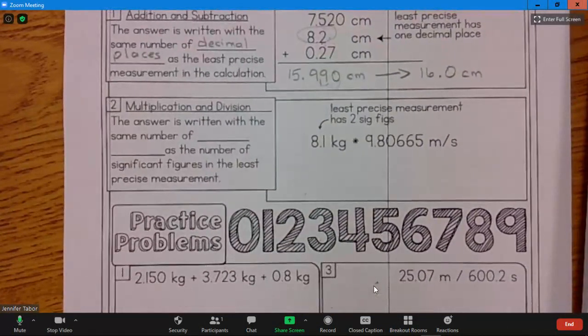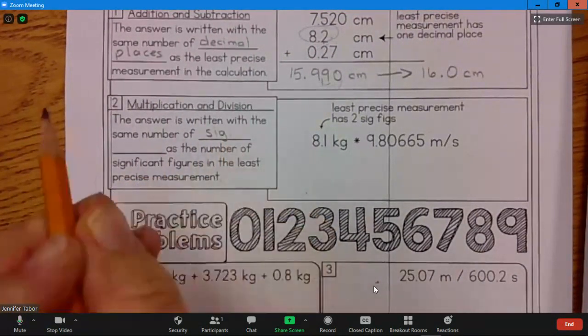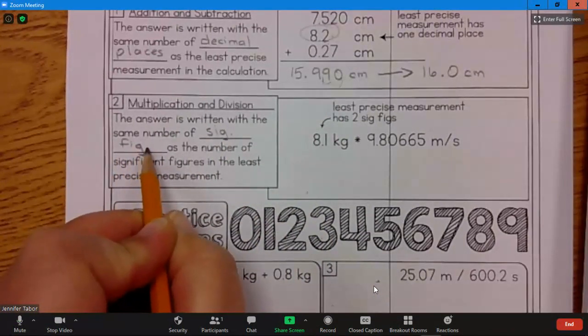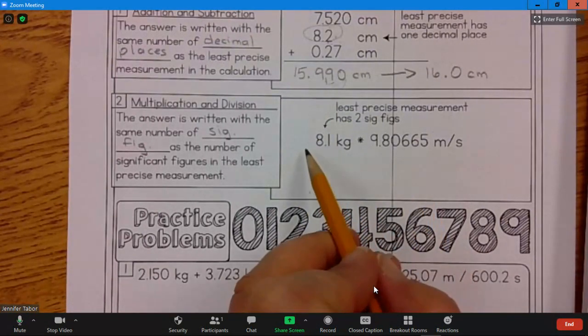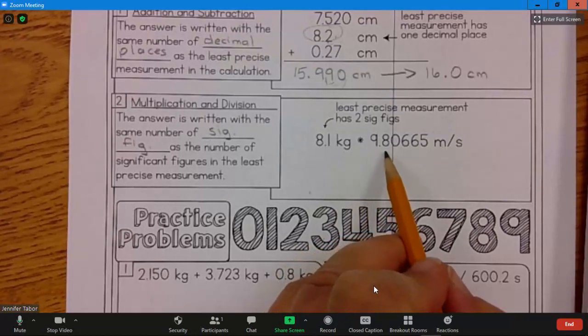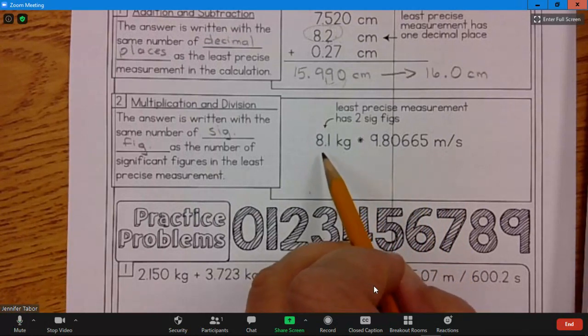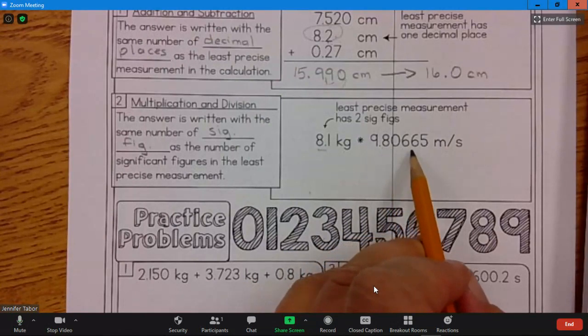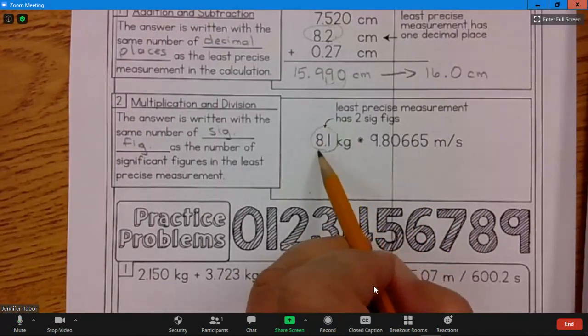With multiplication and division, the answer is written with the same number of significant figures as the number in the least precise measurement. So now we're looking at all the numbers. We don't care if they're before the decimal or after the decimal. So if we look at this calculation, we have 8.1 kilograms times 9.806665 meters per second, which is the speed of light, if you didn't know that. Anyway, so this number has two significant figures. This one has 1, 2, 3, 4, 5, 6. So our answer needs to have two significant figures.